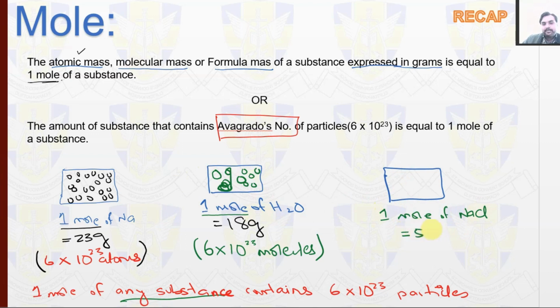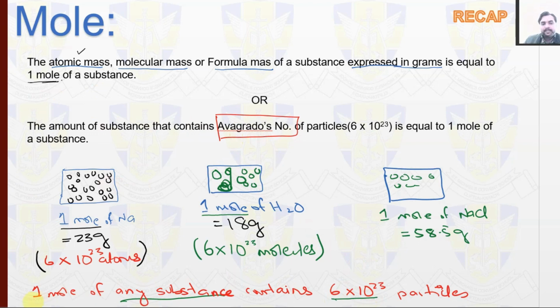you have to calculate its molecular mass. So it comes out to be 58.5 grams. So there would obviously be NaCl units inside it, and how many NaCl units would be there? Obviously, according to Avogadro's number, it would be 6 into 10 to the power 23 formula units of NaCl inside it, right? So that was all about the second definition, that in 1 mole you have this many particles, which is 6 into 10 to the power 23.